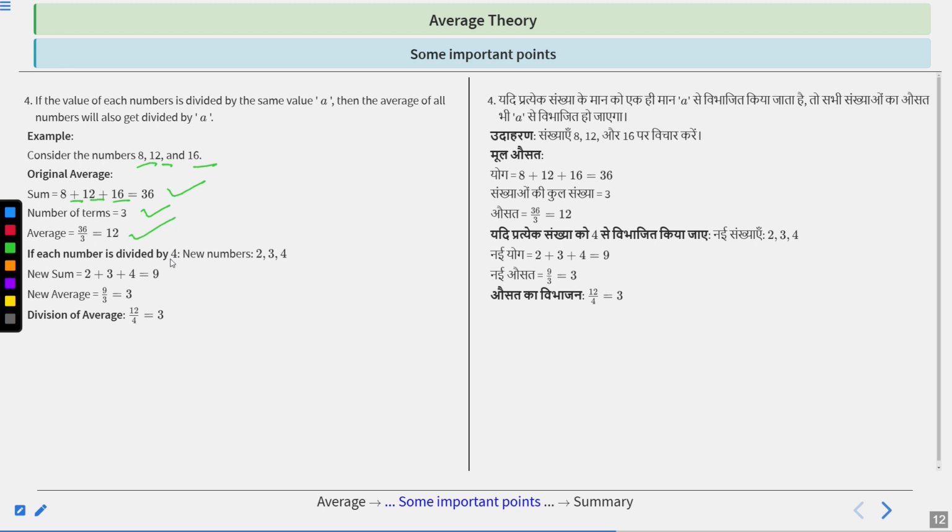If each number is divided by 4, the new numbers will become 2, 3 and 4. Now the sum of the new numbers is 9. When divided by the number of terms, which is 3, our new average will be 3. So we can easily identify that when the numbers are divided by the same number, the new average is the old average divided by that number. Clear? Next one.